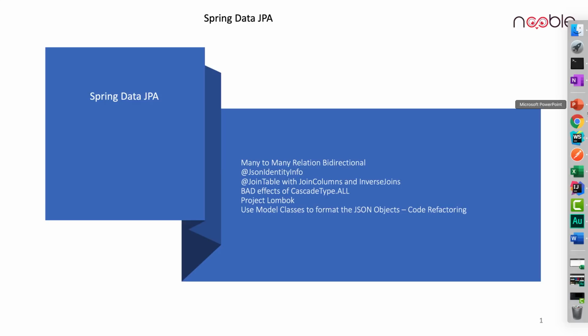We were discussing JsonIgnore and JsonManagedReference in the previous videos. Here we will discuss JsonIdentityInfo, which serves the purpose of removing circular references. Later we will refactor the code and use model classes to format the JSON responses. This will give us a chance to discuss Project Lombok, and we'll also use annotations with our model classes.